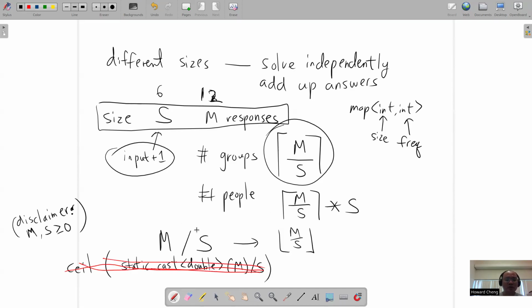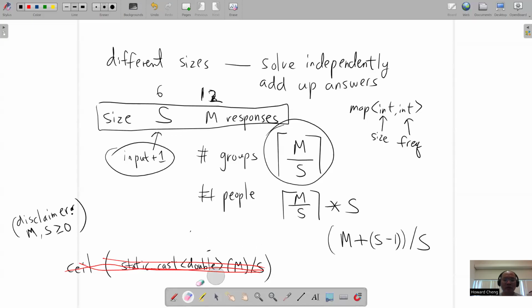So can we do something? Can we divide and round up using only integer operations? And the answer is yes. It turns out that if you're trying to divide M by S and you want to round it up, what you do is, before you divide, you add S minus 1, whatever you're dividing by, minus 1. That will end up giving you rounding up. Again, it's assuming that everything is not negative.